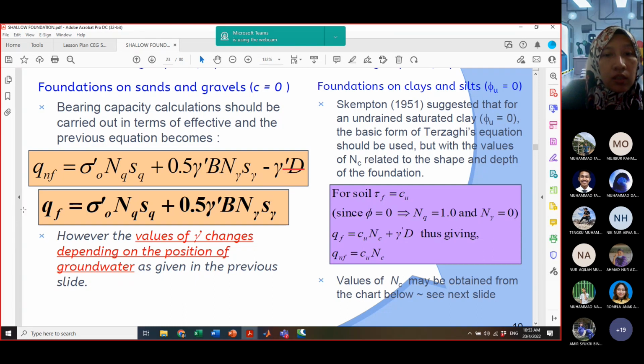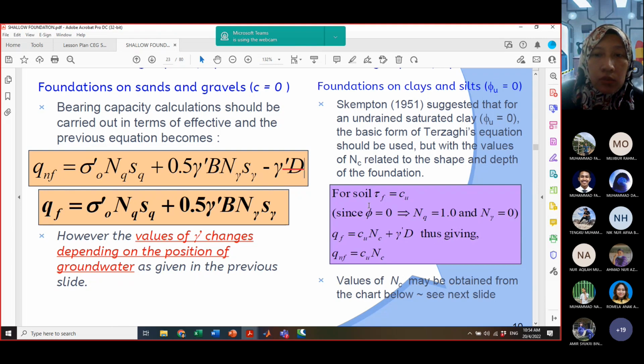Okay, ini yang saya maksudkan, yang mana dia adalah ultimate bearing capacity yang bukan sebagai QN. Yang ni QF. Kalau QNF, dia tolak dengan overburden pressure. Kalau QF, formula tu berhenti sampai term number 2 dengan term number 3 saja. Macam ni ya. So however, the values of effective gamma changes depending on the positions of the groundwater as given in the previous slide. Okay, if you have a footing laid on the fine soils, so dalam this case, you akan nampak term number 3 dia akan hilang lah.